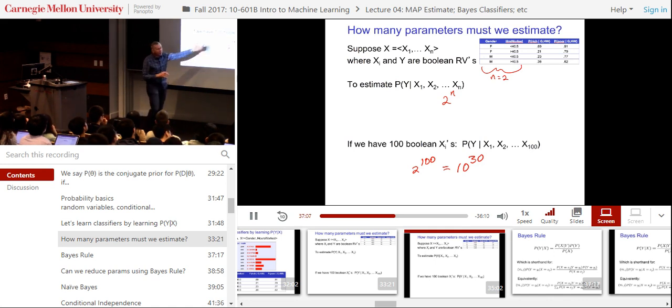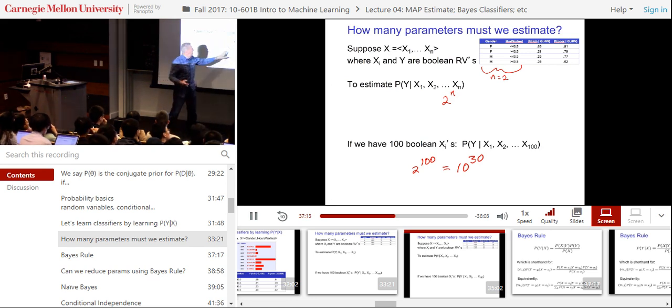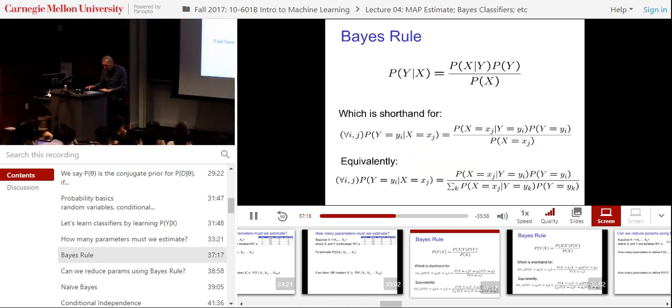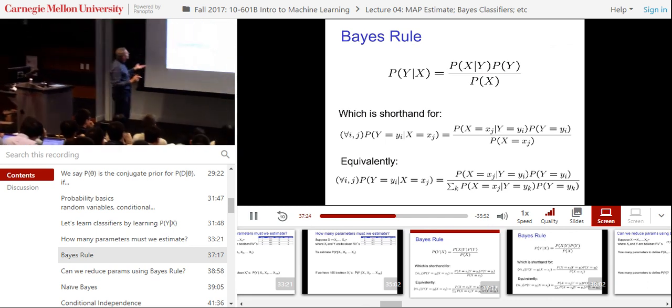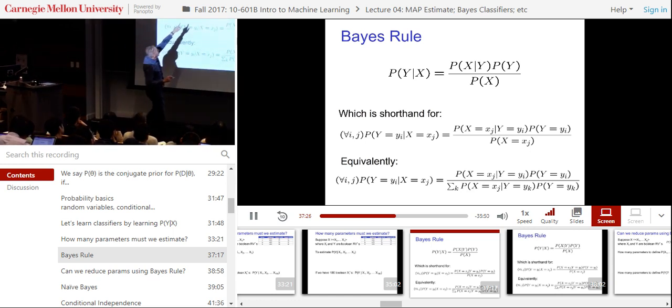So maximum likelihood estimates of these 2 to the n parameters are going to be a problem for us if we have large numbers of variables. So what can we do? Can Bayes' rule help us? Well, here's Bayes' rule again.